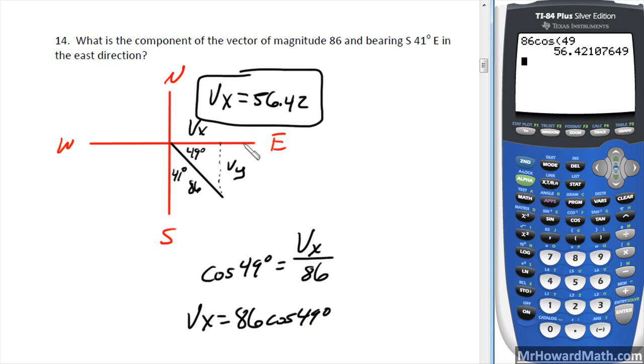We don't even have to find this part because the component they wanted was in the east direction, and that answers it. So that's it for this video. That's it for the review. Realize that we did not work any using the law of cosines, but you're still responsible for that on the test, so make sure you look over that as well. All right, that's it for this one.